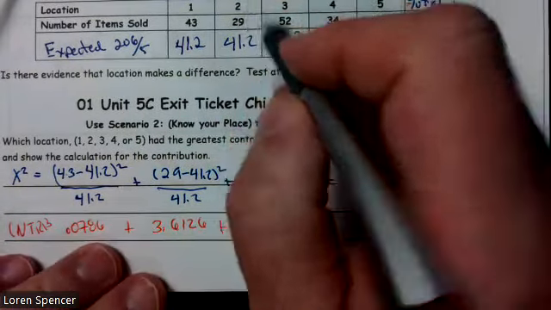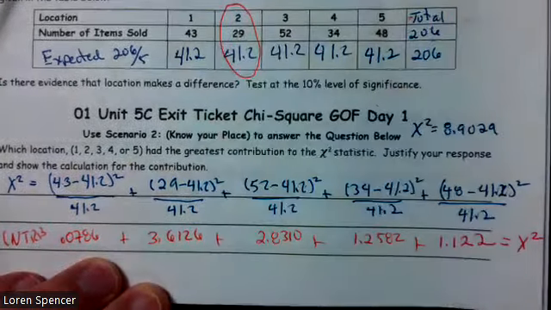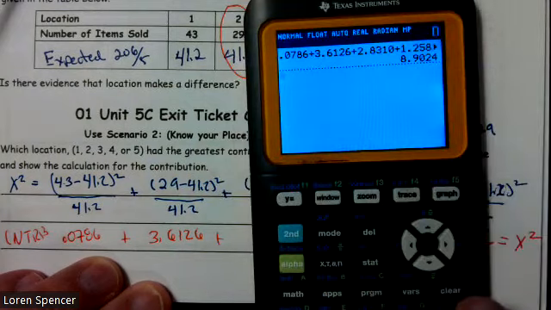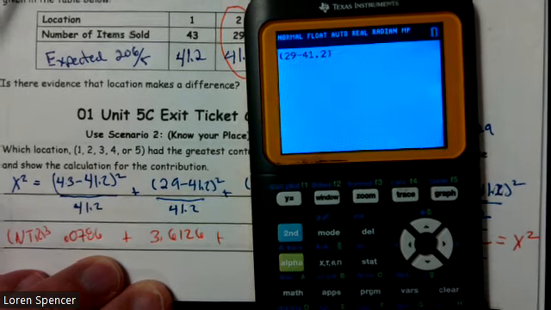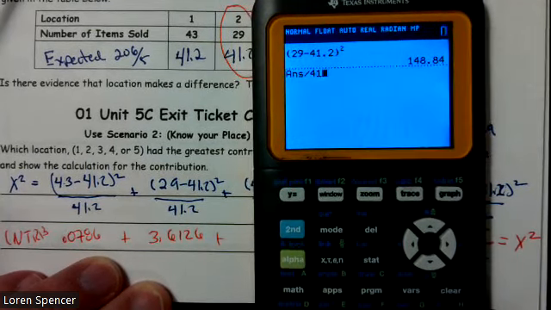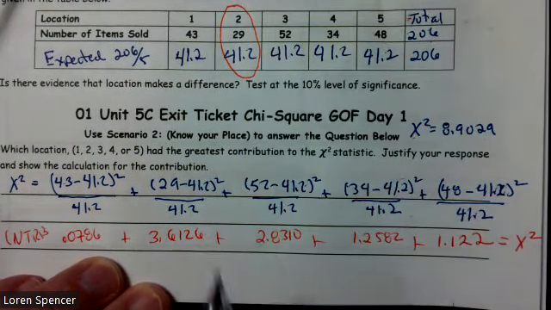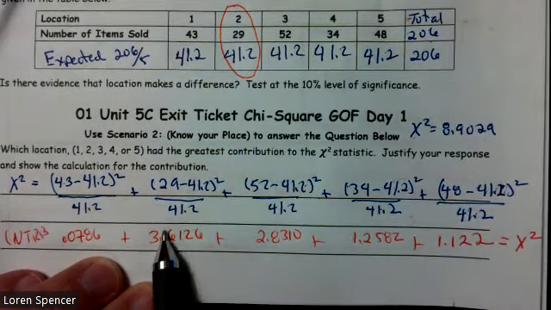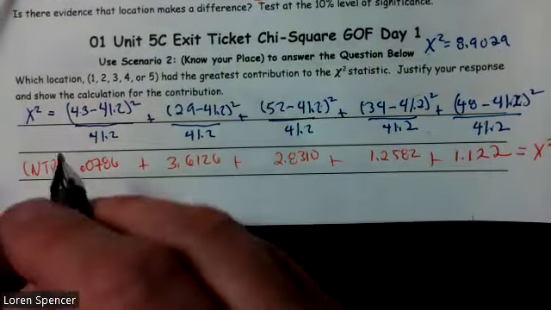And so location number 2 had the biggest impact. Well, where did that come from? Let's take a look. If I take 29 minus 41.2, close those parentheses and square it, and then divide by the 41.2, I get my contribution. So each one of the little chi-squared values is what makes the contribution.